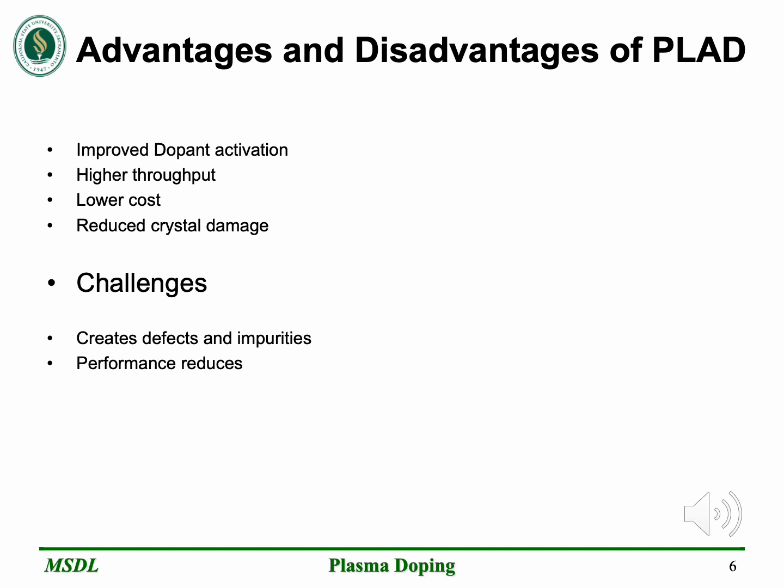While plasma doping offers numerous advantages, it does present some challenges. For instance, the creation of defects and impurities during the process can affect device performance. Additionally, precise control of plasma parameters is crucial for optimal doping results.